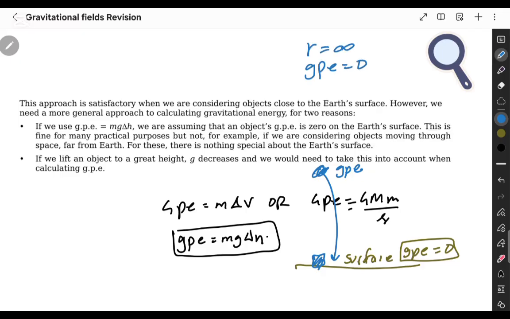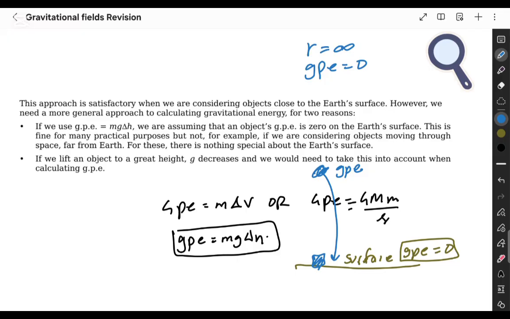Okay, so for practical purposes, we can say that GPE is not 0 on the surface of Earth, right? So because of that, we can't use this formula, okay? So that's the first reason.